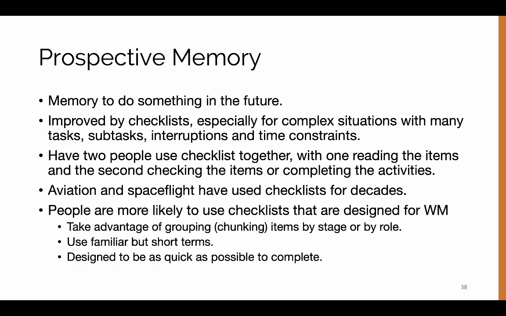There's another type of memory that's worth talking about, and this is prospective memory. This is memory to do something in the future. So you've probably experienced this before where you've missed an appointment, you forgot that you were supposed to go to the appointment. That is, you've forgotten to do something that was in the future. That's called prospective memory. And this tends to be improved by things like reminders and checklists and things like that.